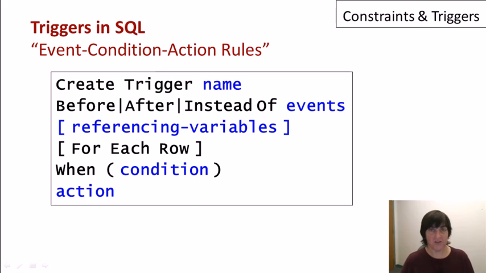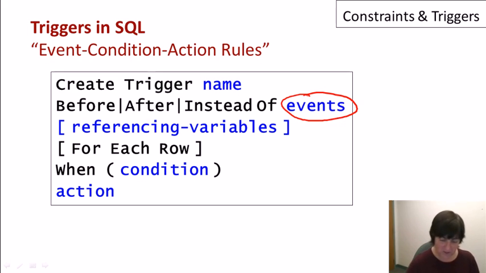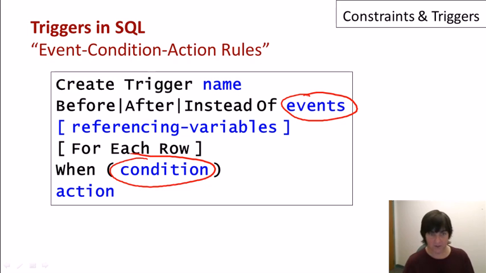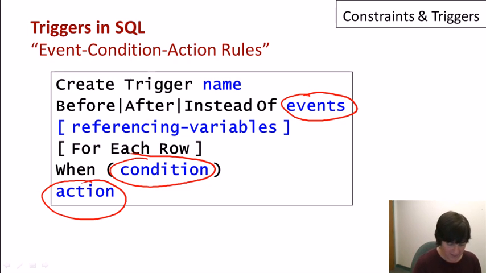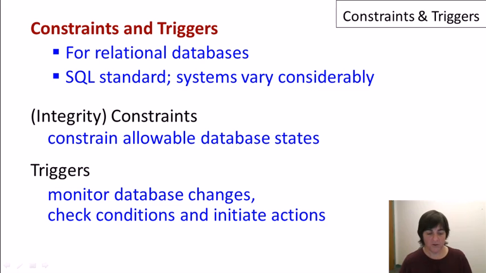Here's a quick preview of what triggers look like in SQL. We'll go into much more detail in a later video, as well as have demonstrations of triggers in a running system. Again, triggers are known as event condition action rules, and we can see here the specification of event, which are modifications to the database. We can see here the condition, that's written in a SQL-like language, and finally, if the condition is true, the action is executed. To conclude, constraints and triggers are about monitoring the state of the database. Constraints specify allowable database states, while triggers can check conditions and automatically initiate actions. In later videos, we'll go into substantially more detail, and we'll have some demonstrations of the constraint and trigger features in deployed database systems.